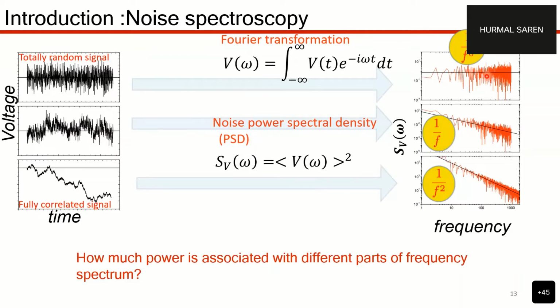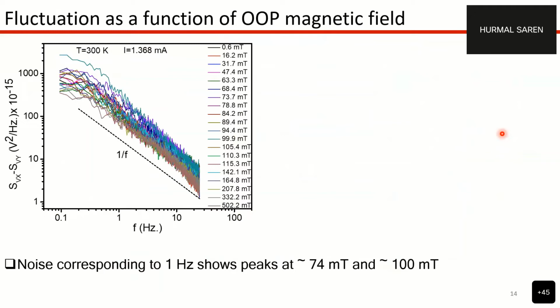This is the plot of power spectral density with frequency. We basically observe how much power is associated with different parts of the frequency spectrum. If the signal is purely random, you see white noise, which is flat. If the signal is poorly correlated, we see 1/f squared type. And if the signal is intermediate, we see 1/f type, 1/f to the power alpha, where the alpha value can vary in between. In our measurement, this is done using a lock-in amplifier and a spectrum analyzer.